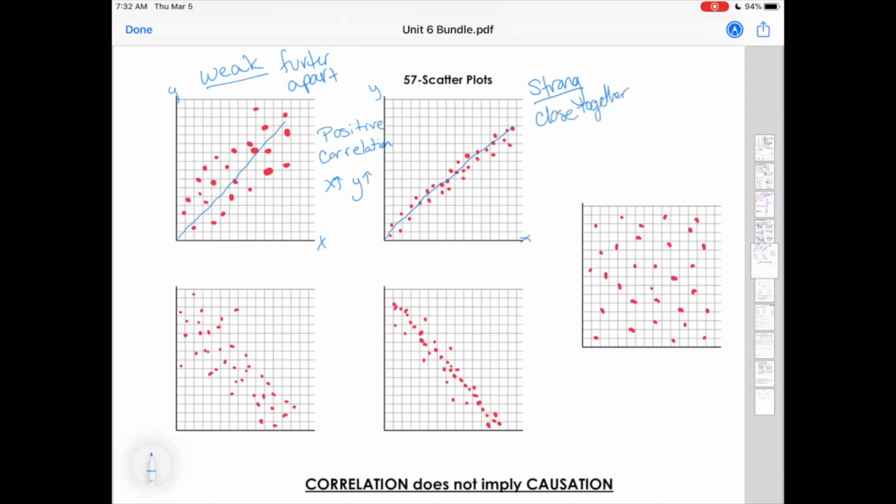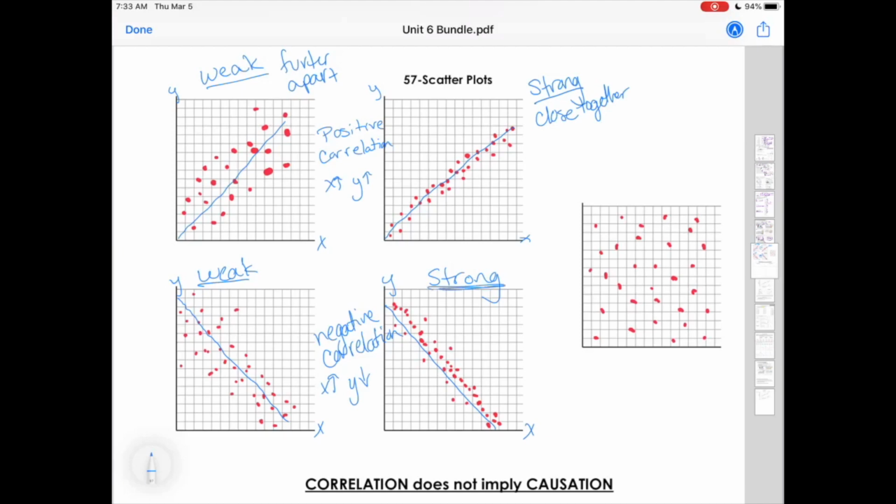When I look at the bottom two, they are similar to the top two, but they are going down. They have a negative slope, and so this is a negative correlation. So when we talk about our x and our y, this is as x increases, y is going to decrease. They go opposite. All right, and the first one is also weak, and the second one is strong.